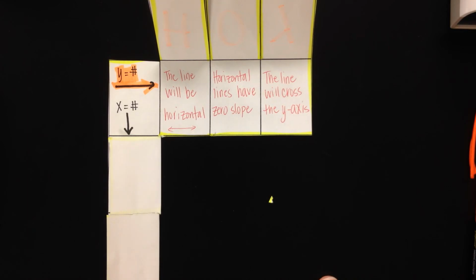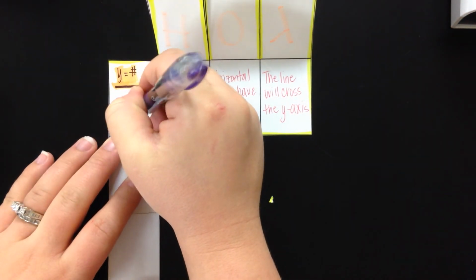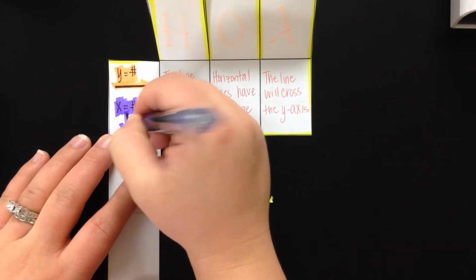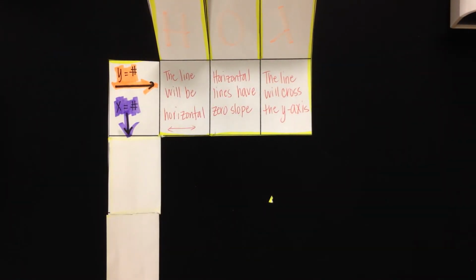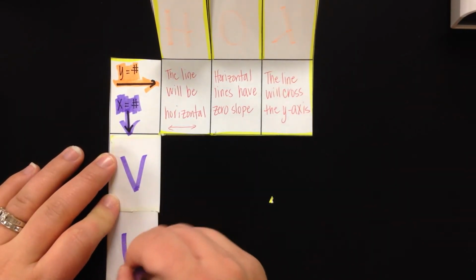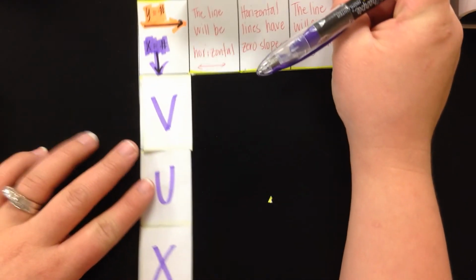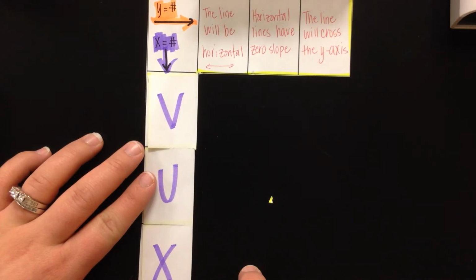Now, the next one, okay, we're going to talk about what happens when I get a graph that has x equal to a number. Okay, and I'm going to use a different color, but you don't have to, but I like color. Okay, and mine's going to be purple. I know it kind of blocked it out on your screen, but when x equals a number, I want you to remember the acronym VUX. V-U-X. Okay, VUX.